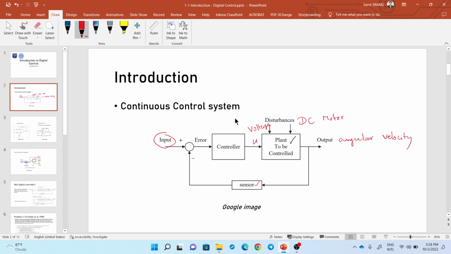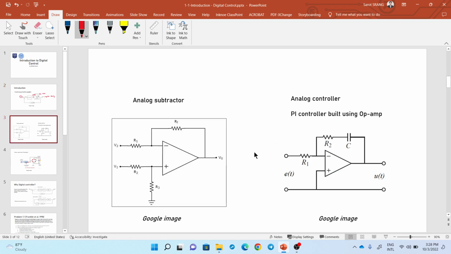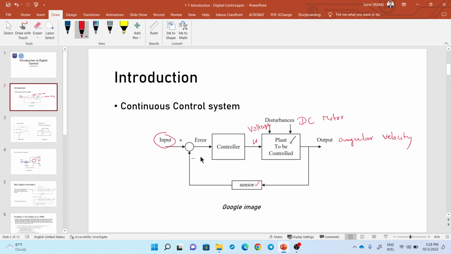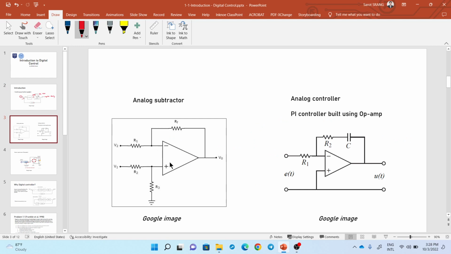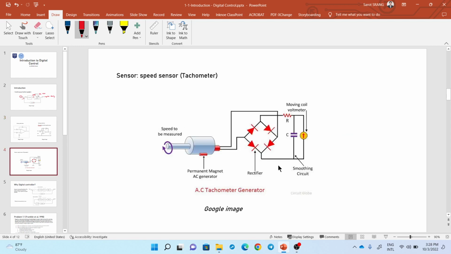For implementation, you can make a subtractor for this part, just for this part, and you can build a circuit to make a subtraction, okay, to get the error, and you can also create a circuit that represents a controller, a type of controller, for example, proportional integral controller. And for sensor, you can also have certain circuit, for example, a tachometer that can measure speed.